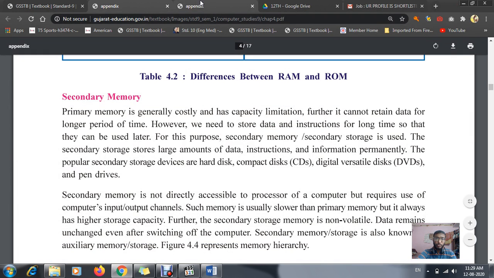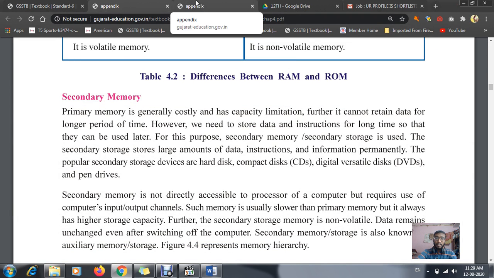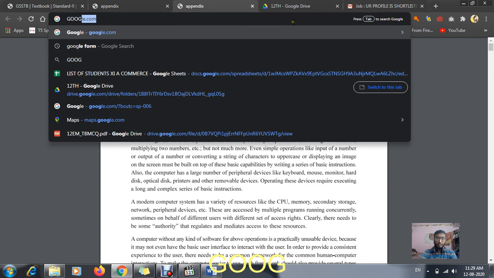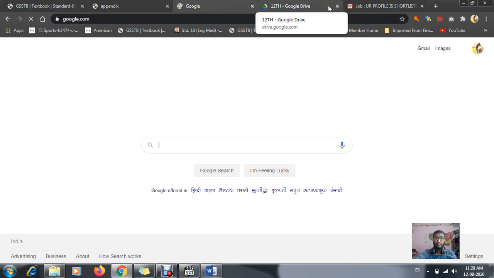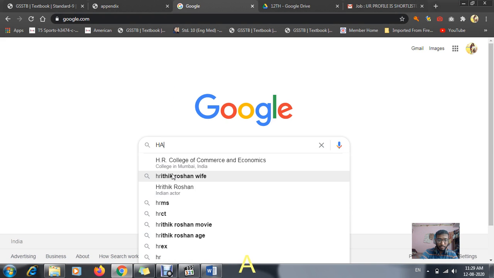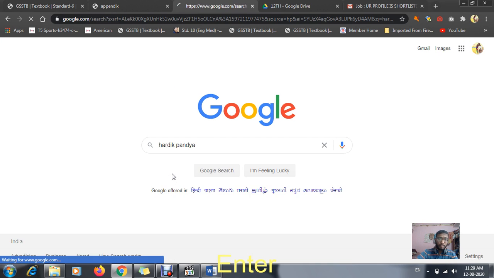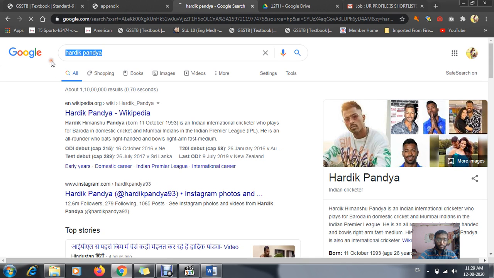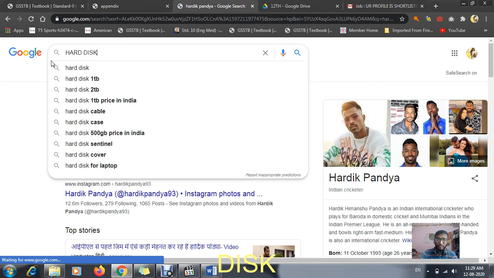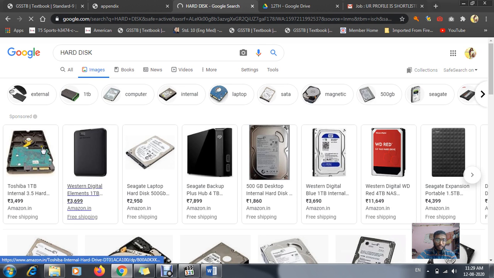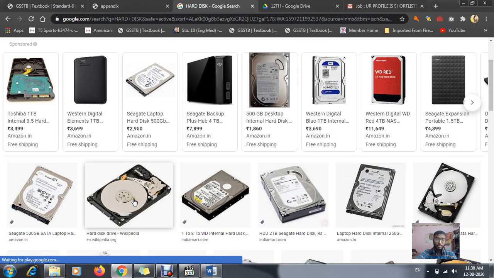Now if you have not seen a hard disk, see, these are all examples of a hard disk. In this way a hard disk looks.